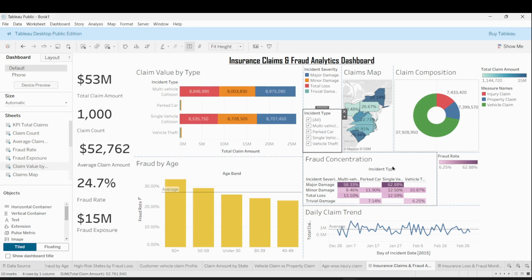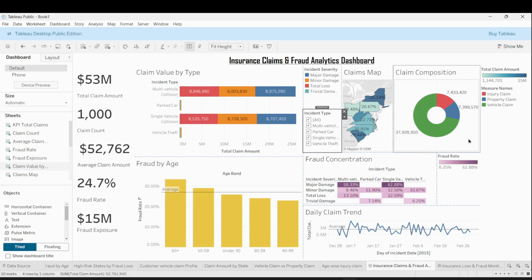You can see over here, the major damage row is much darker than the rest, with fraud around 58 to 63%, while the other severities are much lower. One interesting point is that total loss claims don't have the highest fraud, even though they have the biggest payout. So it looks like the severity is just being used to increase the claim amount.